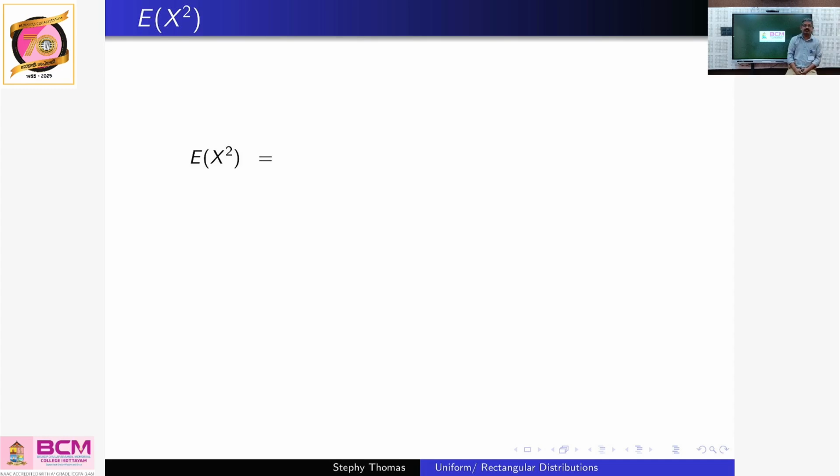Now we will go for deriving the variance of this distribution. For that, we will consider the expectation of x square.